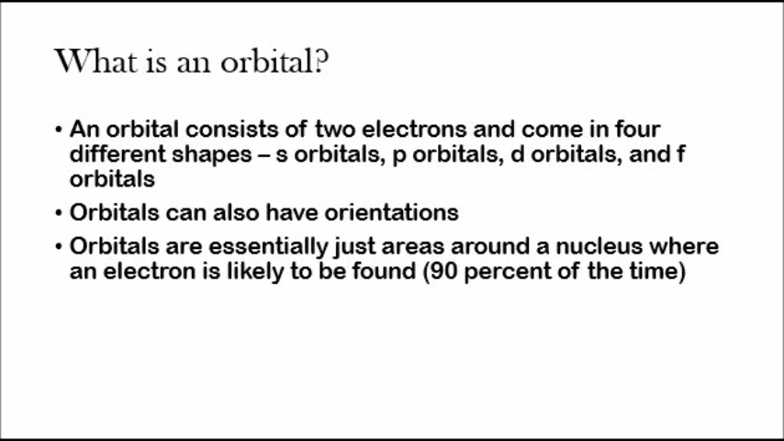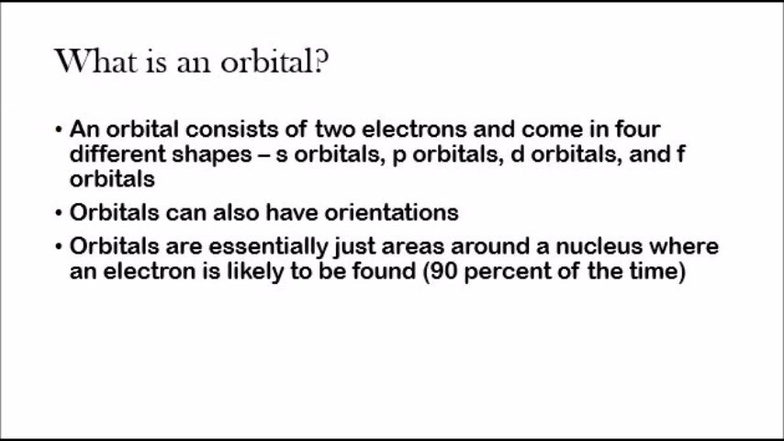Orbitals are essentially just areas around a nucleus where an electron is likely to be found 90% of the time. So instead of electrons orbiting the nucleus, they're moving in random paths, and these paths are calculated using something called Schrodinger's equation, which is way beyond us. But basically, orbitals are regions in space where the electrons are most likely to be found, about 90% of the time.